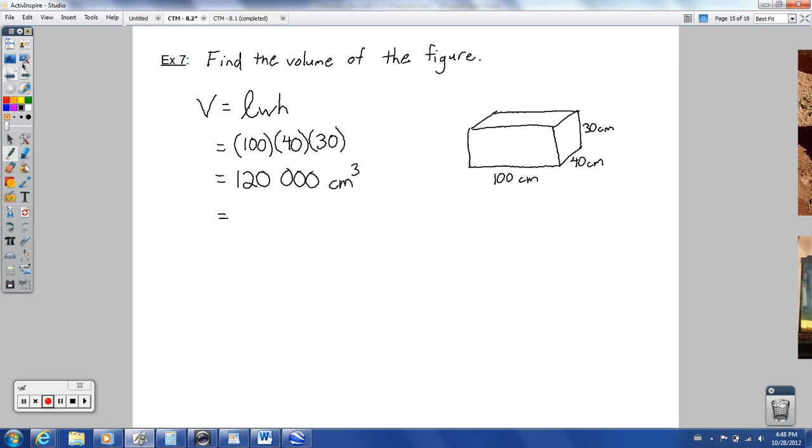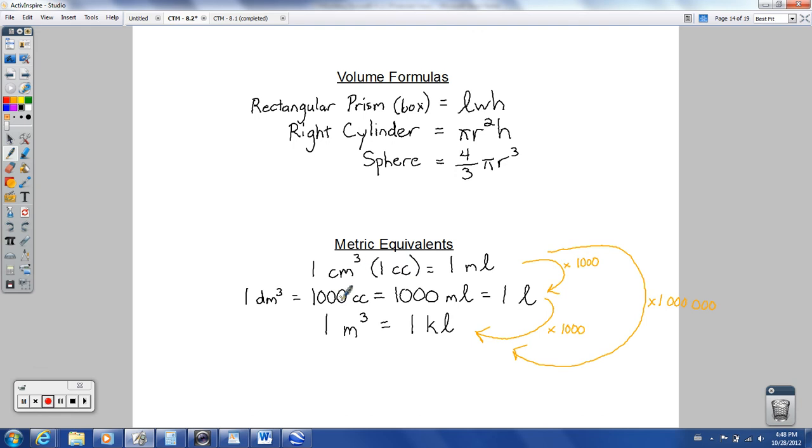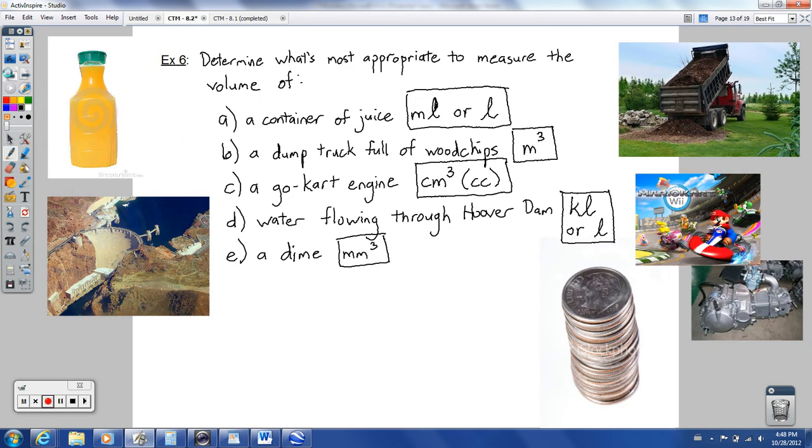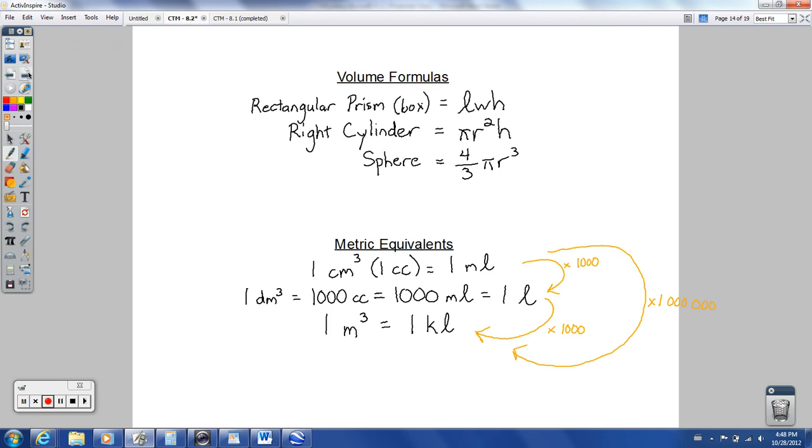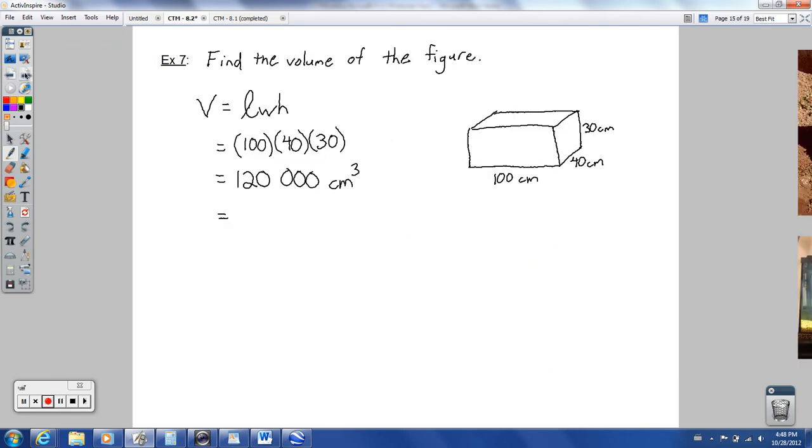But I can also think about this, 1,000 centimeters cubed, 1 cc, 1,000 cc here is the same as 1,000 milliliters, which would be 1 liter. So if this was a solid thing, I would keep it like that. But if it's a liquid thing, I'm going to change it to liters. So it kind of depends on the context of the problem what your answer is going to be.